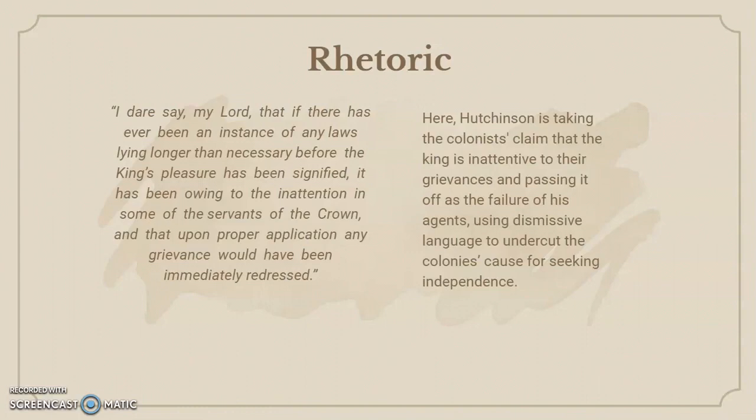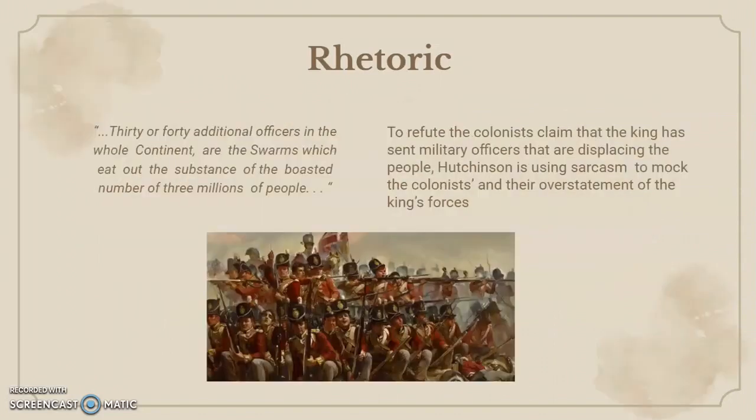Here, Hutchinson is taking the colonists' claim that the king is inattentive to their grievances and passing it off as a failure of his agents, using dismissive language to undercut the colony's cause for seeking independence. You'll notice that Hutchinson's rhetoric is dismissive like this throughout, and it's pretty effective.